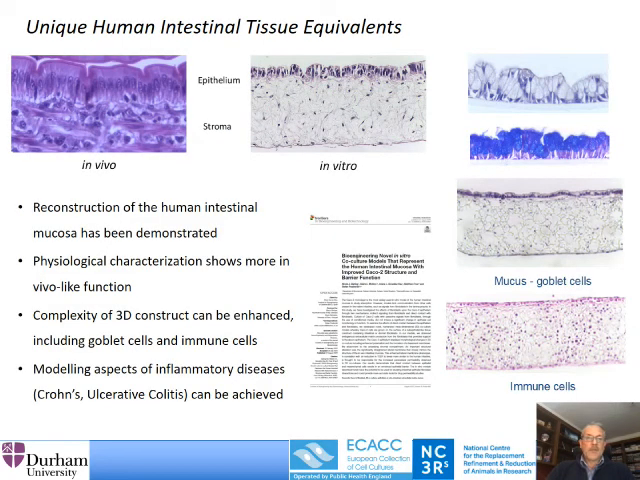So the human intestinal equivalents have a potential not only to study the effect of various compounds and drugs working across that epithelium, but also to simulate disease. We can increase its complexity still further by introducing goblet cells, as we have done as well.